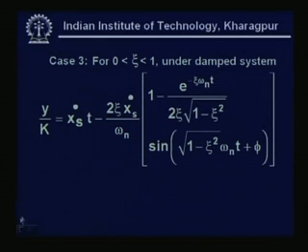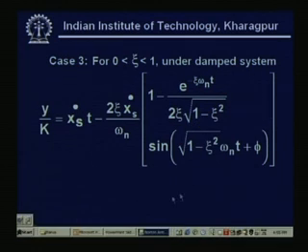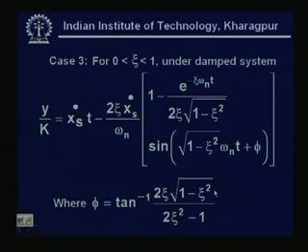You can see here that it is 1 minus xi square, because xi is now less than 1, otherwise it will be an imaginary quantity. The phase shift, so I got a phase shift here, and the phase shift is given by tan inverse of 2 xi root over 1 minus xi square upon 2 xi square minus 1.